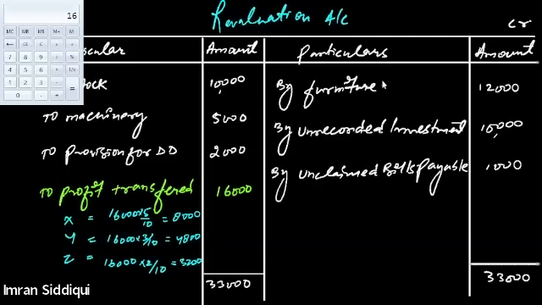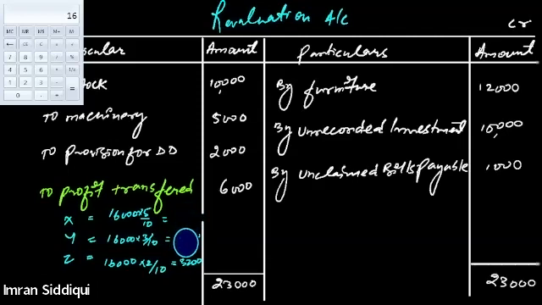Total of which side is 22,000? Of the credit side. But how did you get 12 plus 10 plus 1,000 is 23? Okay, 12 plus 10 plus 1 is 23. Yeah, that's right. 23. I got the wrong one. I'm sorry. This is 23. And subtracting 17,000 out of it, we will get 6,000.